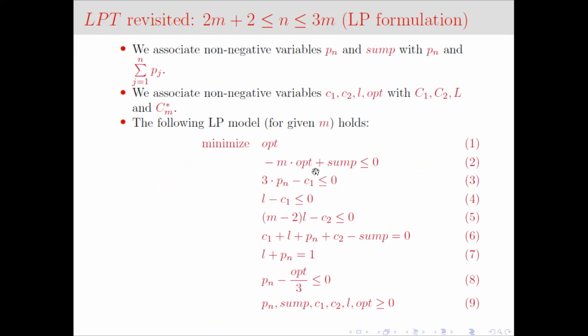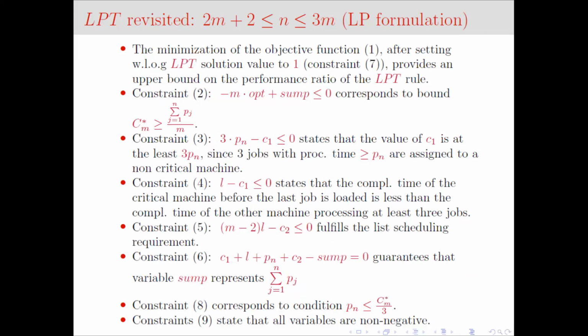And so we want to minimize opt, but we're going to say that the sum of the processing times divided by m must be smaller or equal than the optimal solution. So the optimal solution is at least equal to the sum of processing times divided by m. We say that C1 must be greater or equal than 3Pn. We say that C1 must be greater or equal than L. We say that C2 must be greater or equal than m minus 2 times L. All these are the constraints, derived from the requirements provided by LPT and the list scheduling, etc.